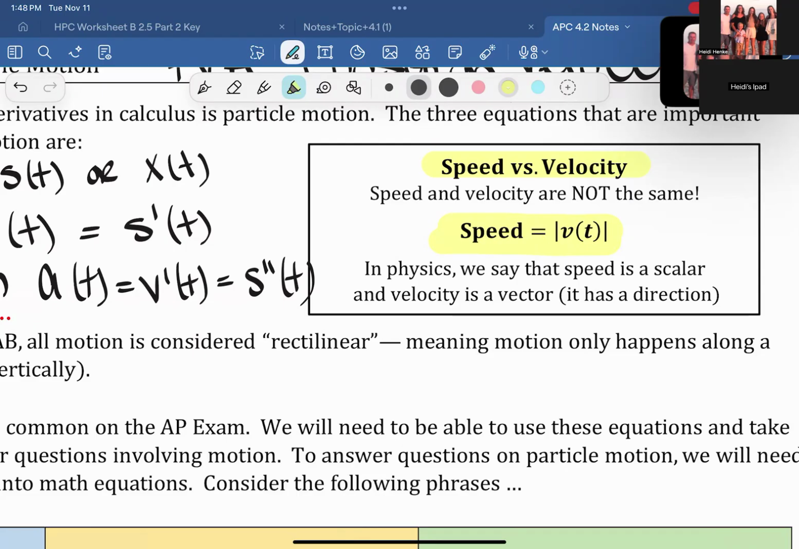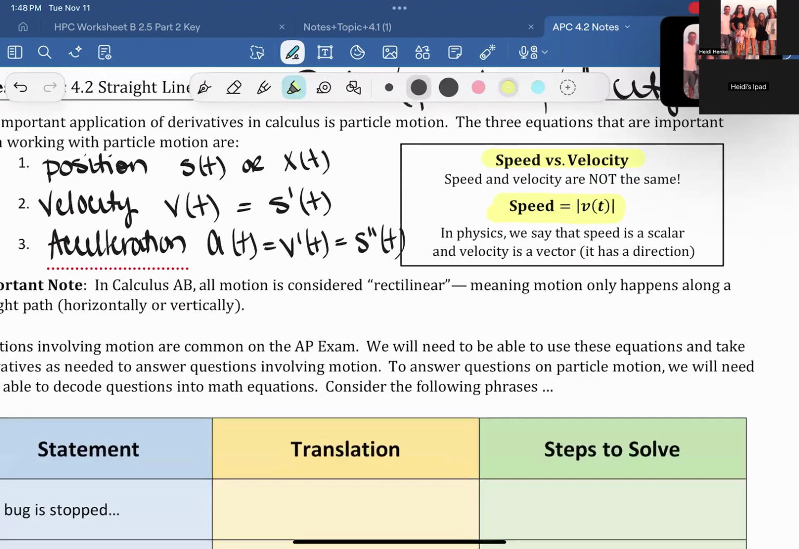So if we're talking about something that's moving horizontally on an x-axis, a positive velocity would mean it's moving to the right. A negative velocity would mean it's moving to the left. If you are talking about something that's moving up or down, then up would be a positive velocity, down would be a negative velocity. So velocity has a sign, speed does not.